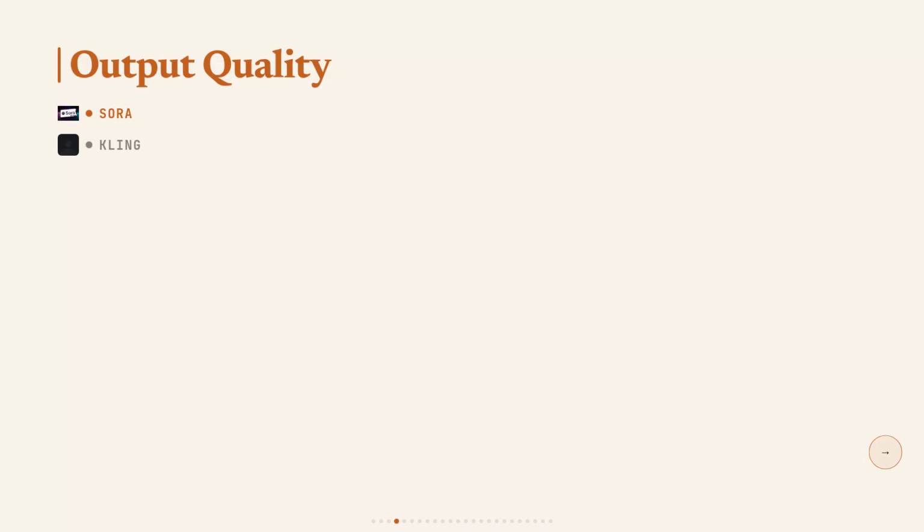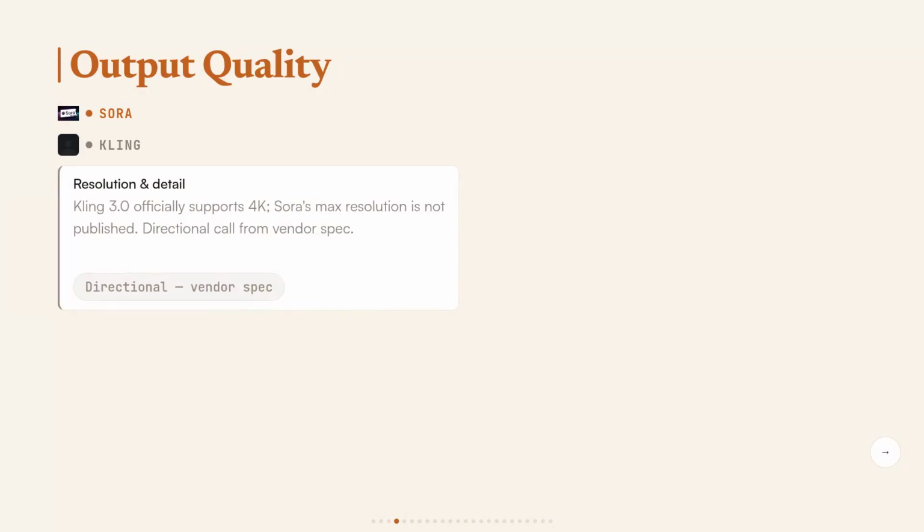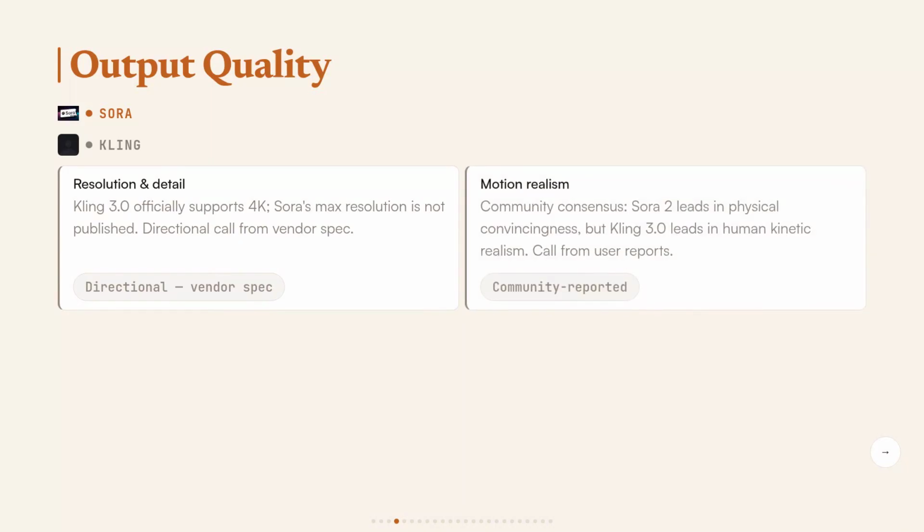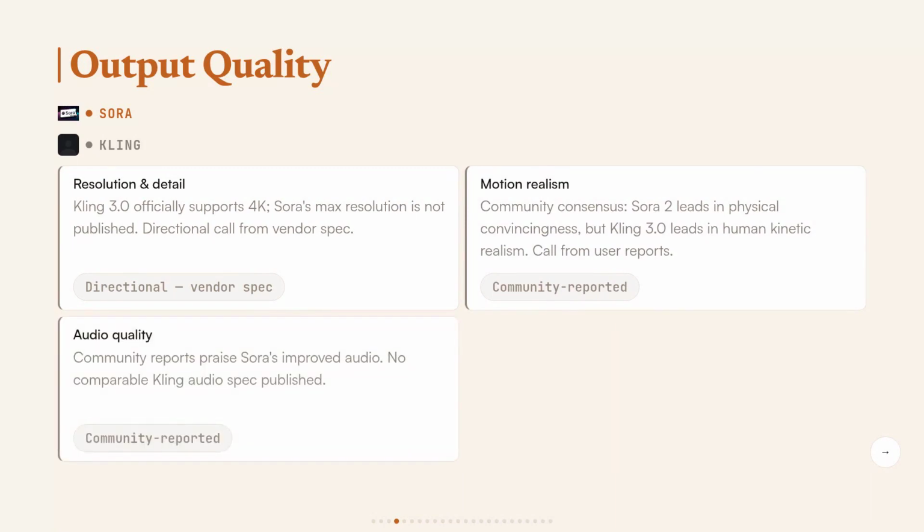Kling 3.0 officially supports 4K, that's a published spec. Sora's max resolution isn't documented anywhere I could find. On motion, community reports split. Sora leads on raw physical convincingness. Kling leads on human kinetic realism. And on audio, Sora picks up a community win for losing that old echo effect, though Kling has no comparable audio spec to point at.